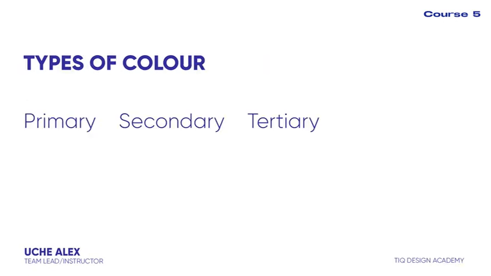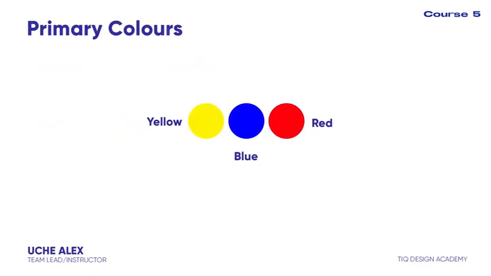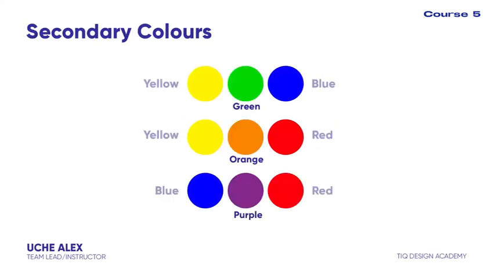Generally, color is divided into three major parts: primary colors, secondary colors, and tertiary colors. The primary colors are yellow, blue, and red, and they are called primary colors because no other colors can be mixed to achieve any of the three. They are so unique that the rest of the colors you know are derived from these three colors. So let's look at secondary colors.